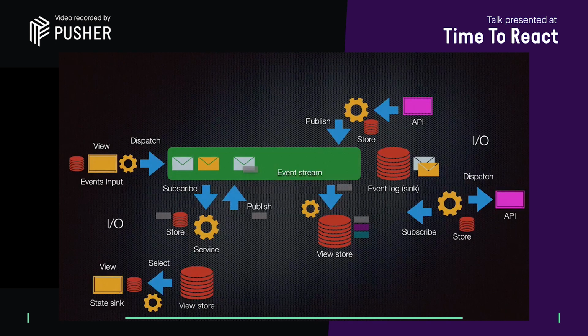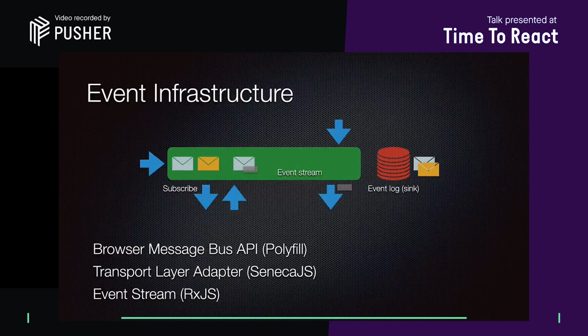Another API service subscribes or calls an external API to retrieve data published as events on the event stream. The event stream thus acts as the unified gateway between all actors in the system. To put this into practice, we can use the browser message bus API, possibly with Polyfill for inter-app communication, i.e. for communication between the different micro frontends.